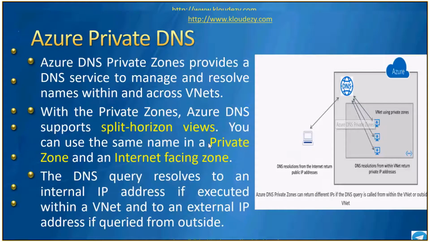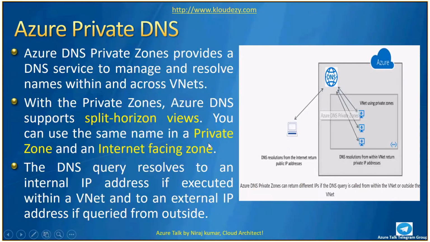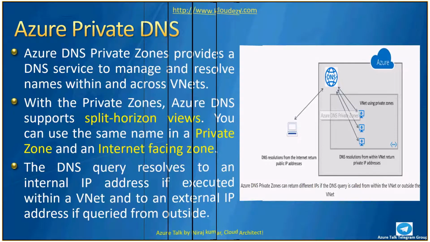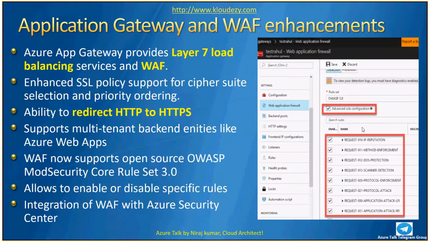The next one is that it supports multi-tenant backend entities like Azure Web Apps. Azure Web Apps is something which Application Gateway was not supporting before. Now, how it works and why it starts supporting is whenever a request comes on the application gateway, before any request comes on port 443 for any specific website, it goes to the particular website and it will return the request response.